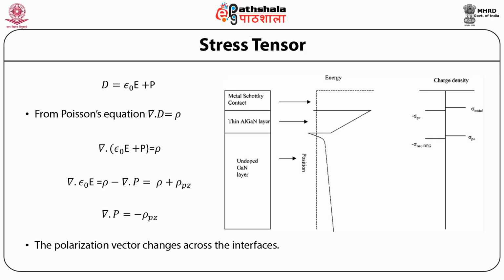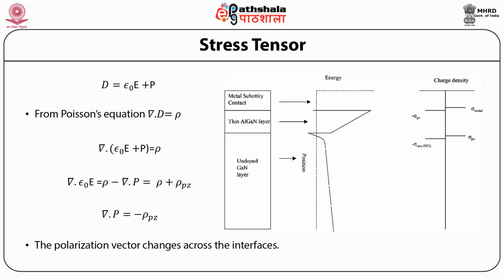Now this figure, that is figure A, the left hand side figure, shows the AlGaN/GaN based heterostructure with metallic Schottky contact to the AlGaN layer. The second figure shows the energy band profile of the heterostructure with a triangular quantum well at the GaN-AlGaN interface. And lastly, we have the charge density at the interface.